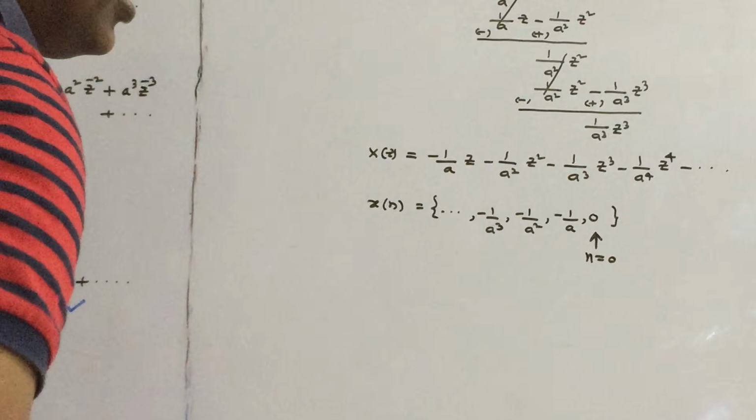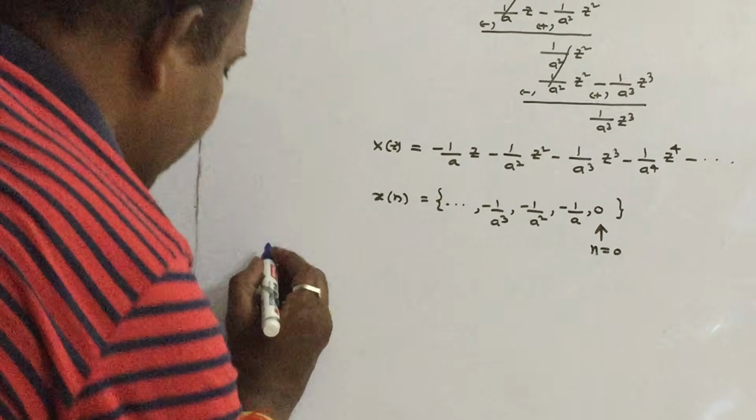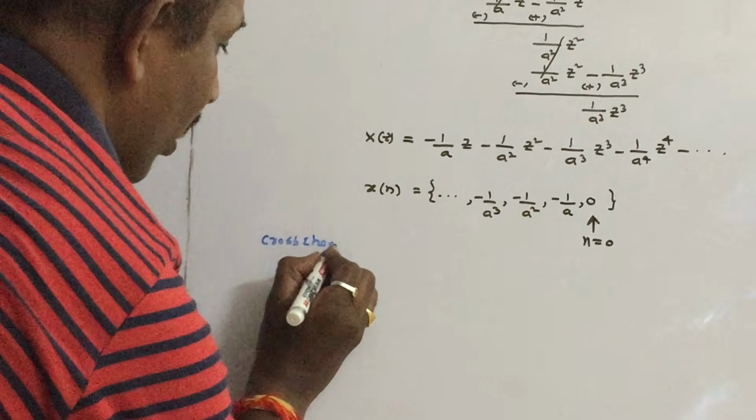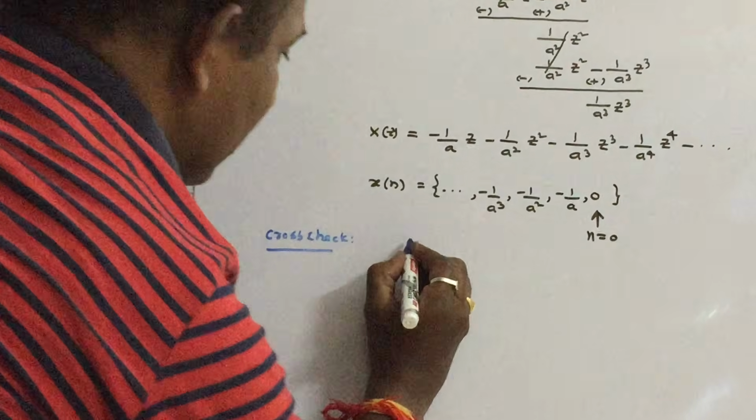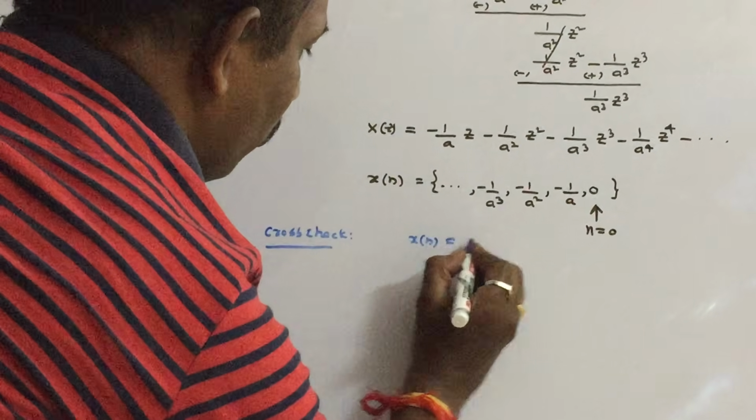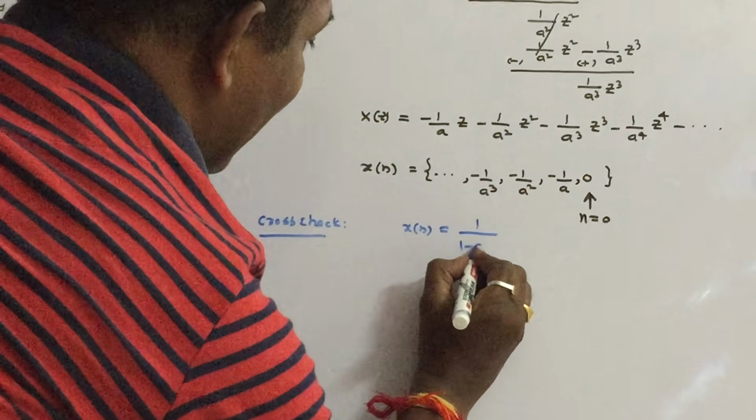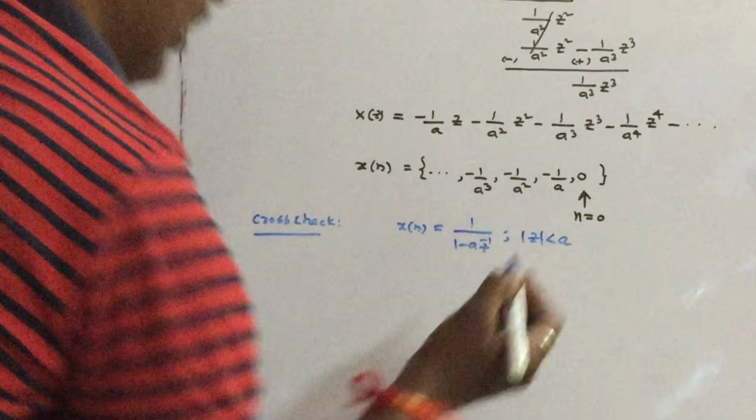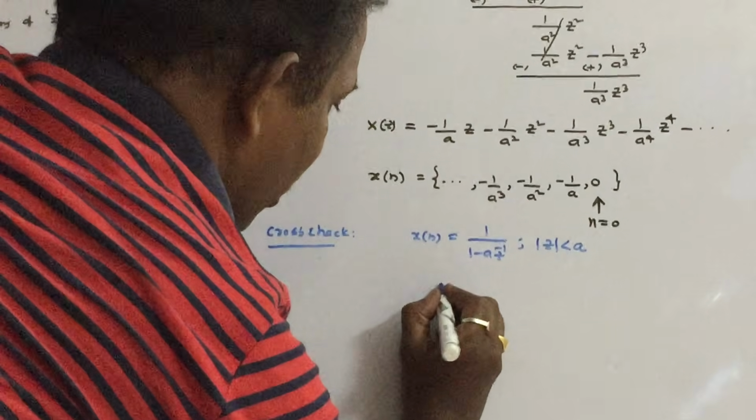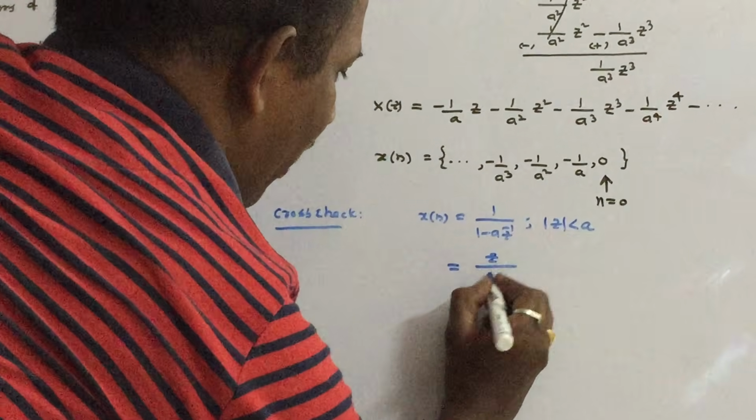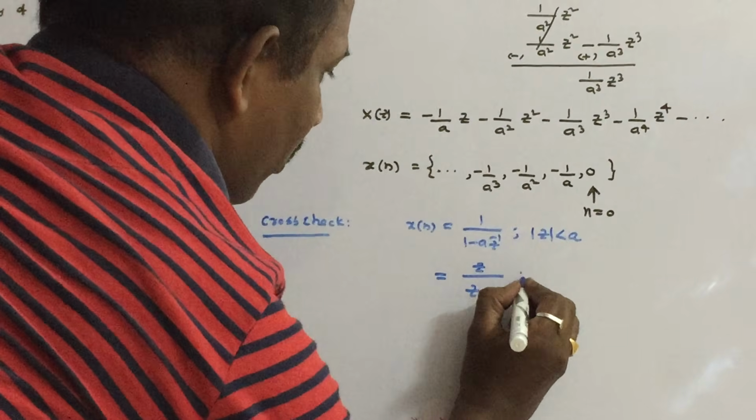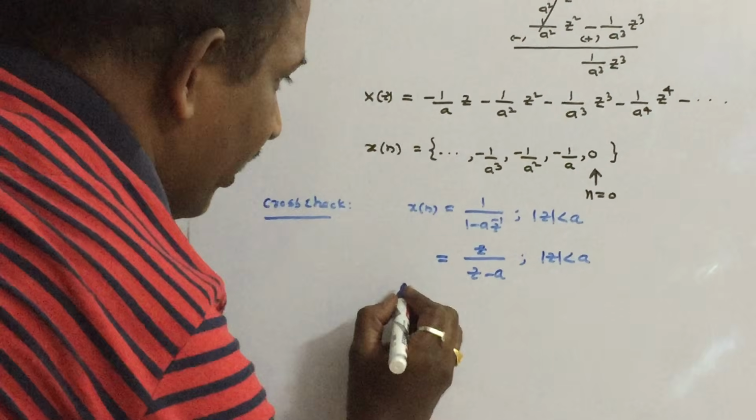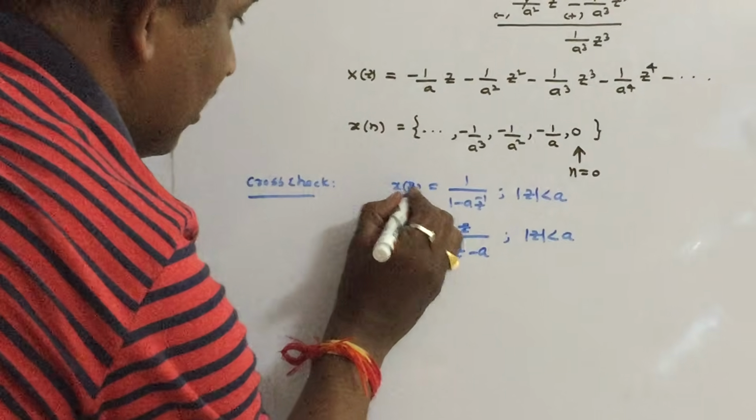Let us cross check whether our answer is correct or not, because it is a standard signal. What is given? x of z is equal to 1 by 1 minus a z inverse, but the region of convergence is given inside the circle of radius a. Let us rearrange the terms: z by z minus a. So the region of convergence is mod z less than a. So this is x of z.